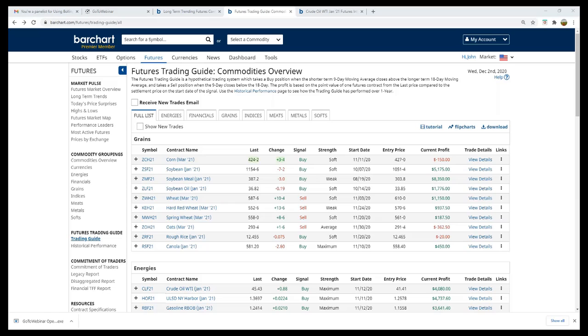Okay. All right. So we're pretty close to the top of the hour. Let's see. I have Bob asking, is it better to use a 10 and 20 moving average instead of a 9 and 18?